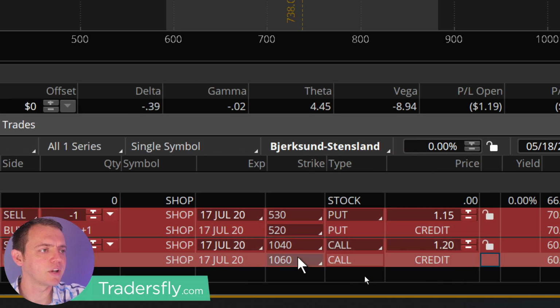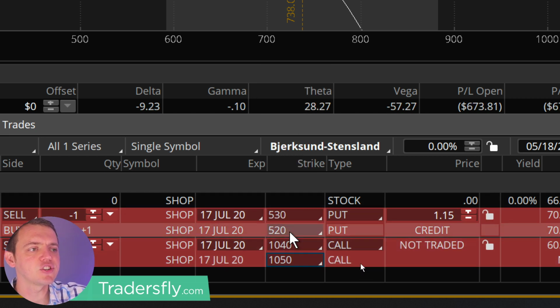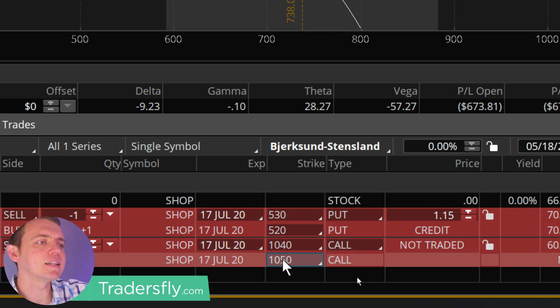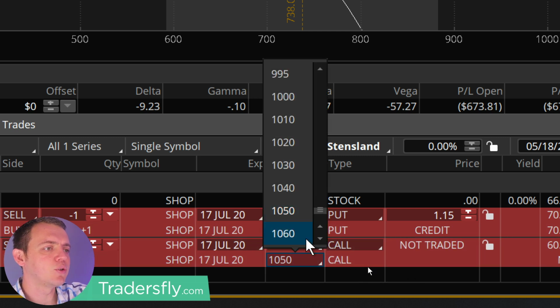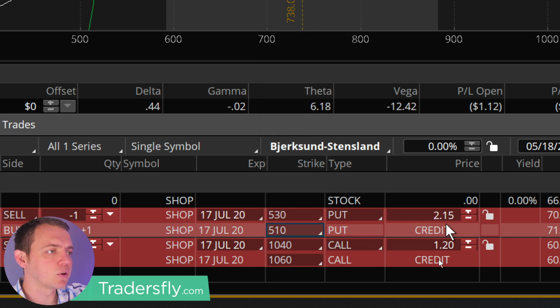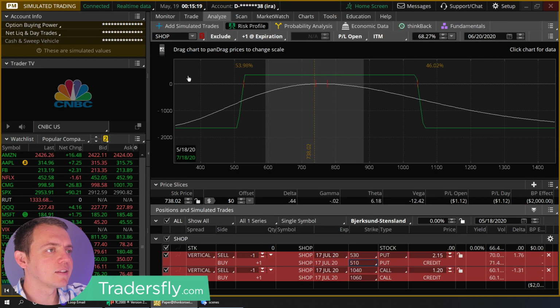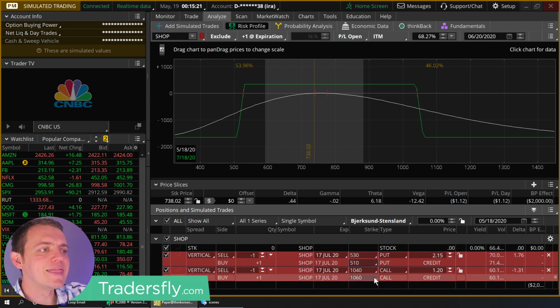Okay, so I've got my 10 delta. There is my 20 point difference. If I change it to 10 and 10, you can see this one's not traded. So I do have to go to 20 here. And that also means in this case, I do have to go to a 20 point strike difference here as well. So now I've got a 10 delta on both sides, and that's the setup.